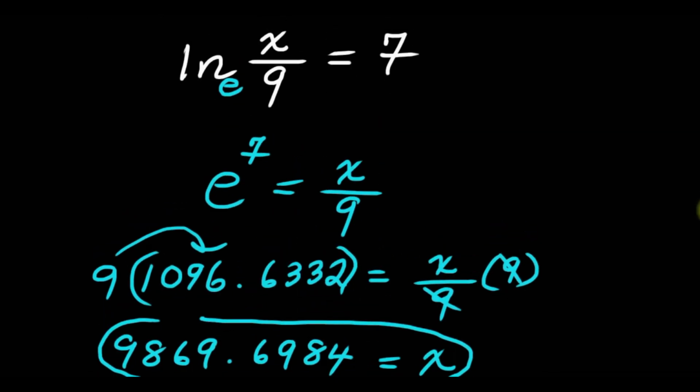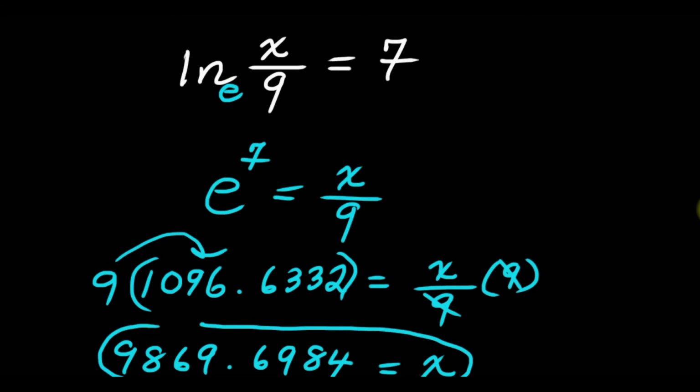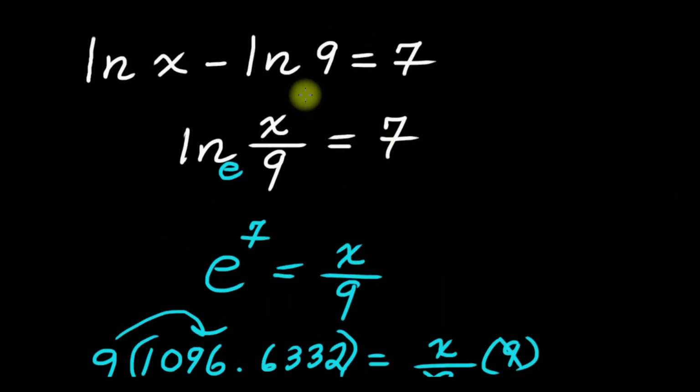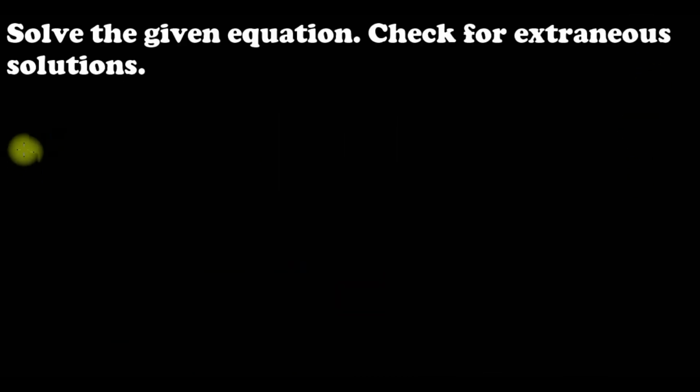Okay, and then you can check it. So your x is about 9,869. If you plug it in here, you're going to end up with a positive number, so that is okay. Okay, let's take a look at the next one.